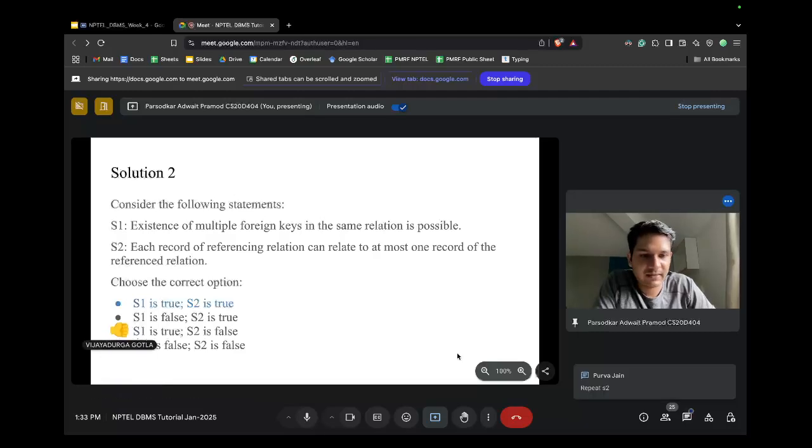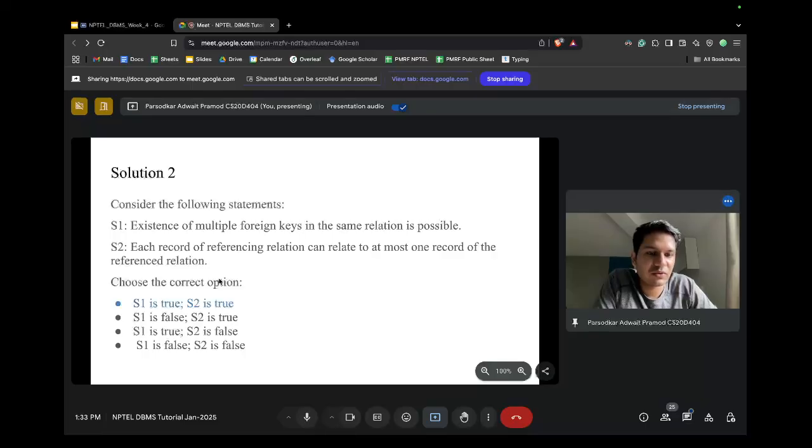Okay, repeat S2. So what does S2 say? That if I have a foreign key in a table, for example, an employee ID or a department ID. So let's say there's Professor Deepak, and there's a foreign key corresponding to department which is 2. Now this 2 is a foreign key to another table.